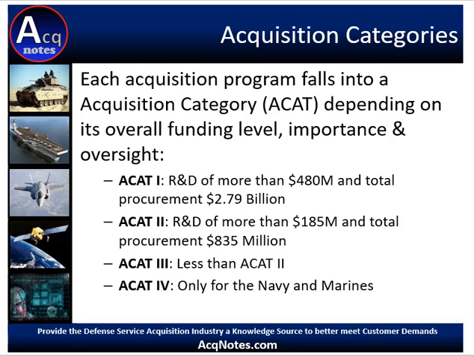Each acquisition program falls into an acquisition category, or ACAT. The level of funding, oversight, and program importance will dictate the ACAT level. There are 4 ACAT levels. ACAT 1 programs have a research and development cost of more than $480 million and a total procurement cost of $2.79 billion. An ACAT 2 program has a research and development cost of more than $185 million and a total procurement cost of $835 million. ACAT 3 programs are less than ACAT 2. ACAT 4 is a special category meant for the Navy and the Marines.